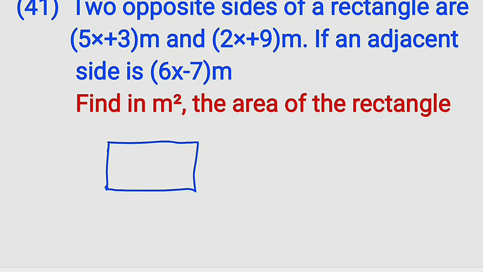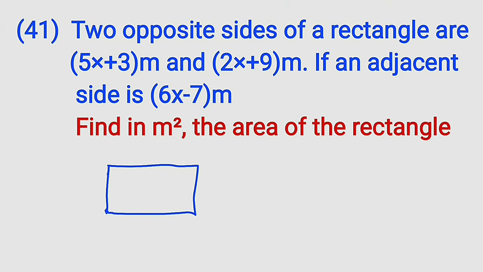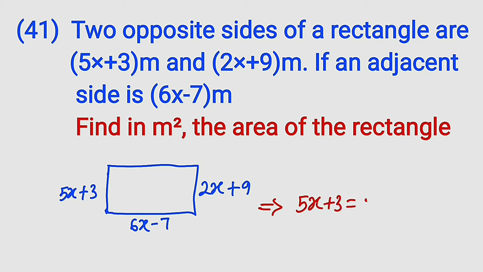This is a rectangle. They said that the adjacent side is 6x minus 7, and this is the adjacent side, right? 6x minus 7. And the opposite sides, talking about these two sides, remember they are equal. We have 5x plus 3, and we have 2x plus 9. So since the two sides are equal, we can equate them. This implies that 5x plus 3 is equal to 2x plus 9.